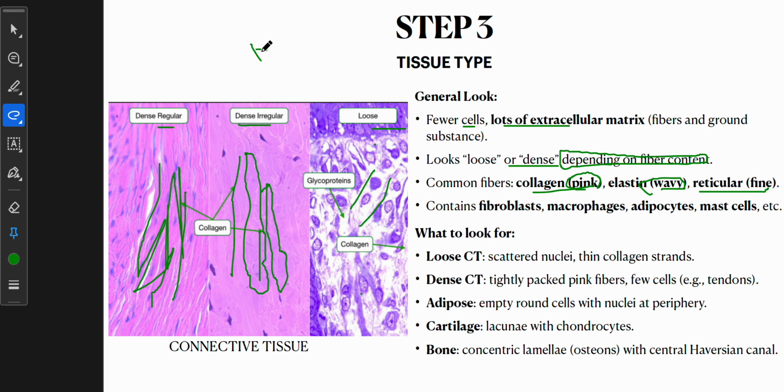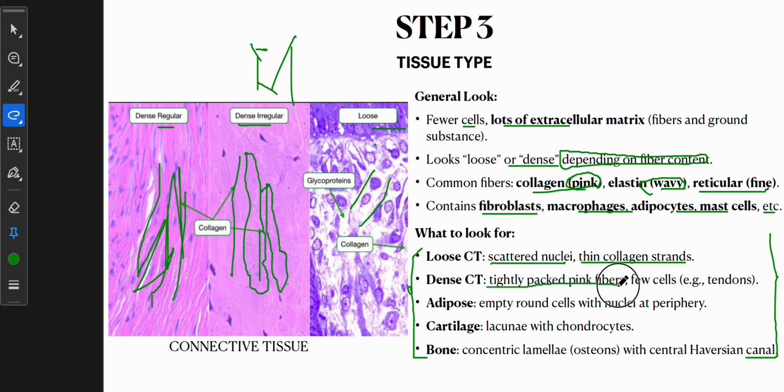Reticular looks like this. This is very fine, right? And it contains fibroblasts, macrophages, adipocytes, mast cells, etc. And what to look for? What do we look for when we look at the connective tissue? So we look for looseness. Loose connective tissue has scattered nuclei and thin collagen strands. And in dense tissue, we look for tightly packed pink fibers with few cells, as in tendons, right?